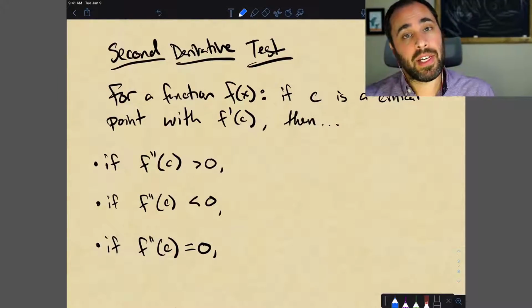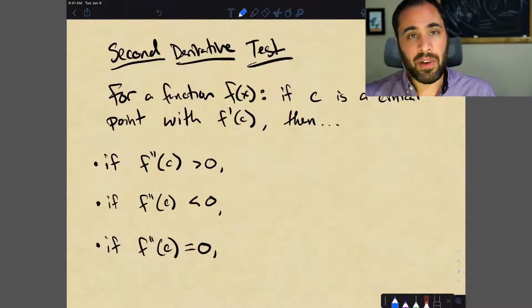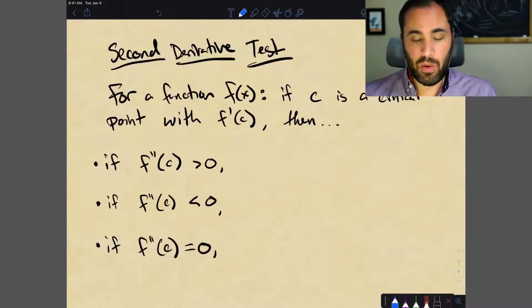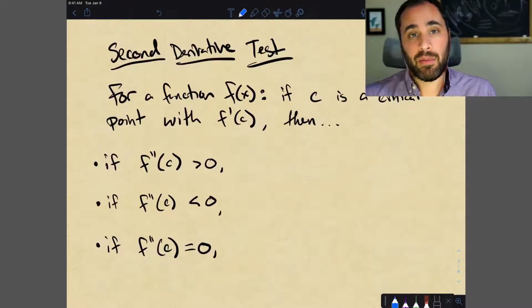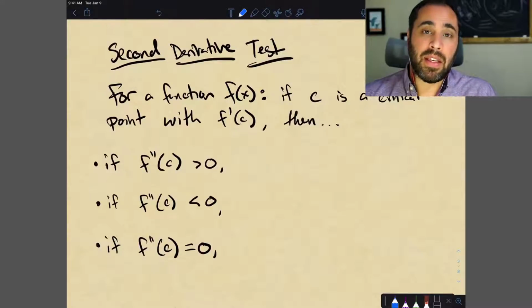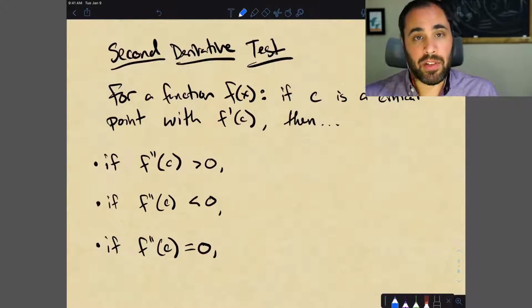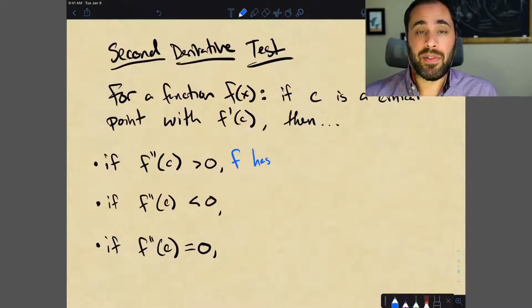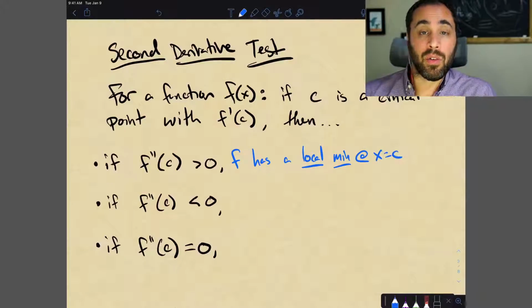So the second derivative test tells us if we've got a critical point c, we should look at the second derivative of f and evaluate it at the point c. And the sign of the second derivative tells us what to do. So in the first case, if the second derivative evaluated at c is a positive number, well then our critical point there is a local minimum.